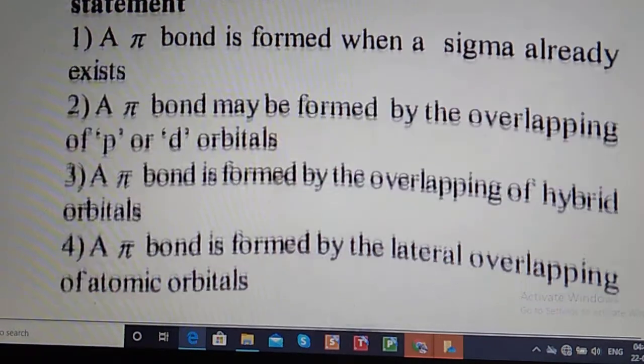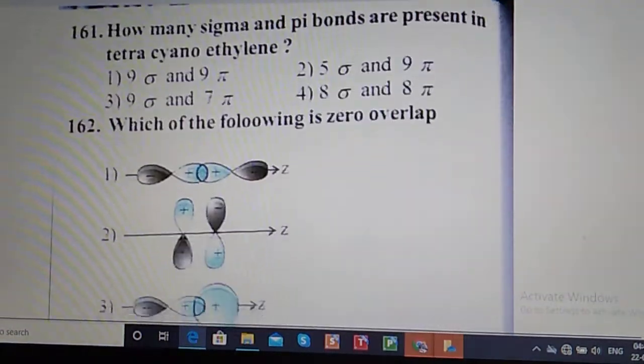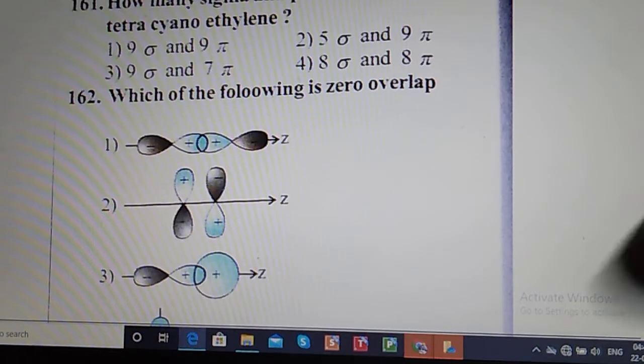Now let us move to question number 161, student. What you will find here in 161: how many sigma and pi bonds are present in tetracyanoethene?